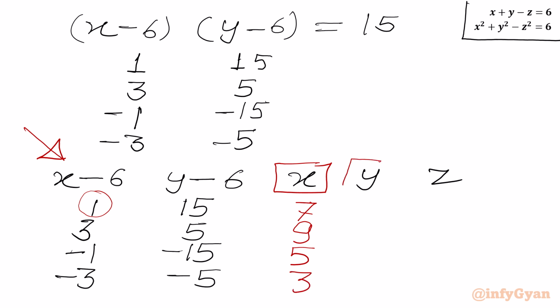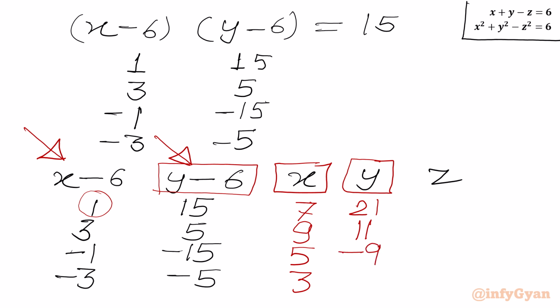Now the turn of y column, I will add 6 to this column as we have y minus 6. So 15 plus 6, 21. 5 plus 6, 11. Minus 15 plus 6, minus 9. Minus 5 plus 6, 1.